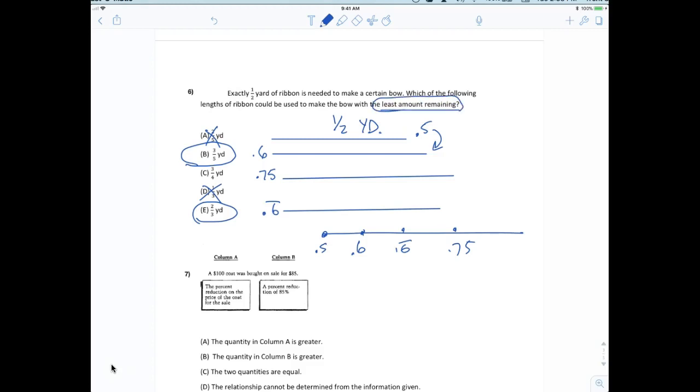So if I need half a yard, do I want to pick the bow that has 3/5, 3/4, or 2/3? You see what I'm saying, right?